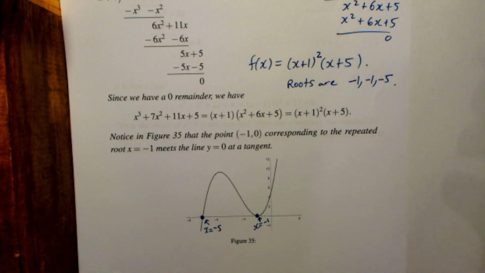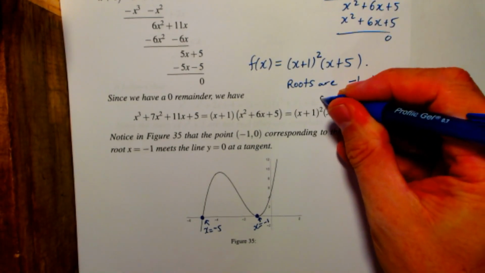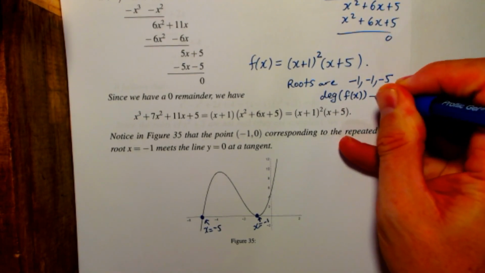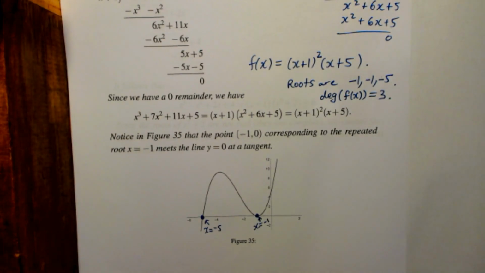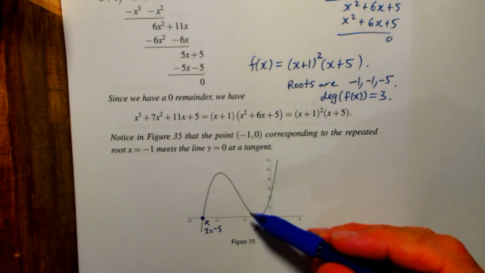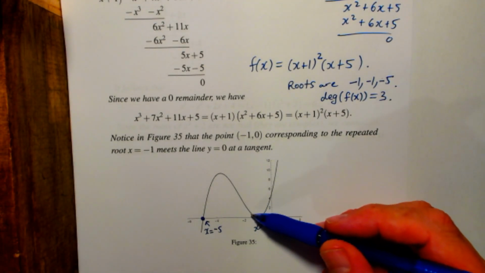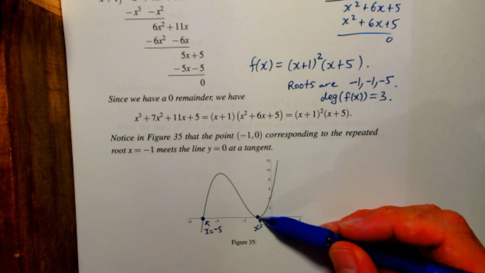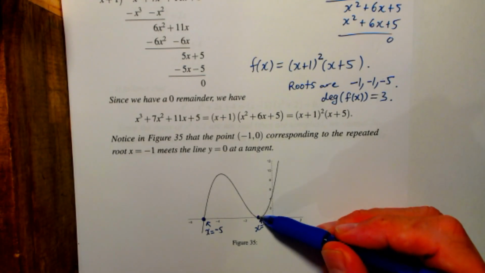And that agrees with the degree. So the degree of f of x is equal to 3, in agreement with this. But there are 2 distinct roots. Okay, now this is a repeated root, so calculus will tell you that its turning point, or it's the point where it touches the x-axis, is actually a tangent.